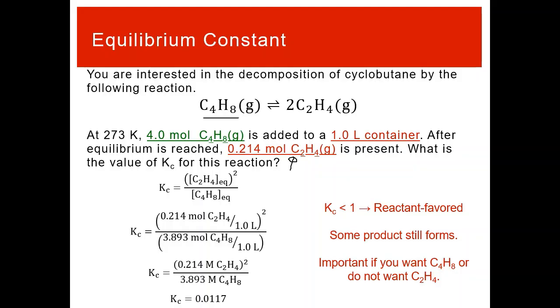If we just say, well, it's reactant favored, don't need to worry about it, that's a problem, especially if you want all of that C4H8 or if you don't want any C2H4, right? That's a change in the chemistry of what's in your sample. This is just happening, so we need to take it into account. We need to have that equilibrium description to really see all of the chemistry that's happening.